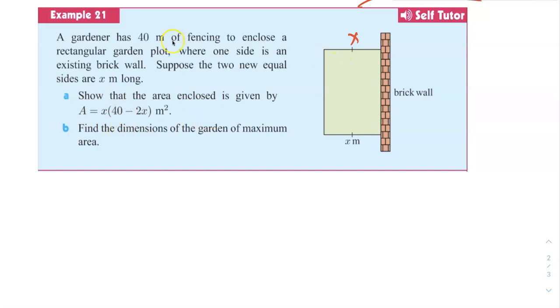Now the area enclosed, keep in mind we have 40 meters of fencing. So this plus this is 40. Well, I know these two sides are x, so it's kind of like what we did before with the wire. I'm going to do 40. To figure out what this side is, it's 40 minus x minus x. So it's 40 minus 2x. Goes right there.